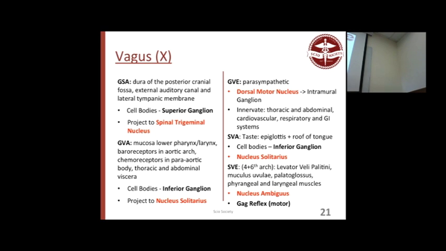Because it's visceral, nucleus solitarius. Okay, similarities. GVE. Visceral efferent starts in the dorsal motor nucleus, and we know it's going to do a lot of the body stuff, so intramural ganglion. So your parasympathetics will start in your dorsal motor nucleus, travel on the vagus, and go to the ganglion located at the organs, and those ganglions are called intramural ganglions, and that's where they will synapse.